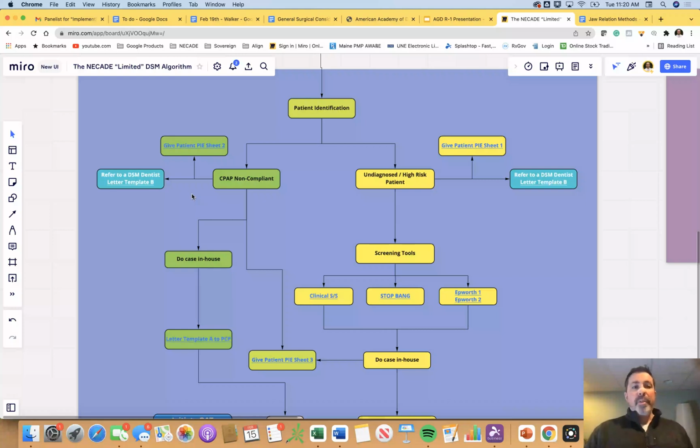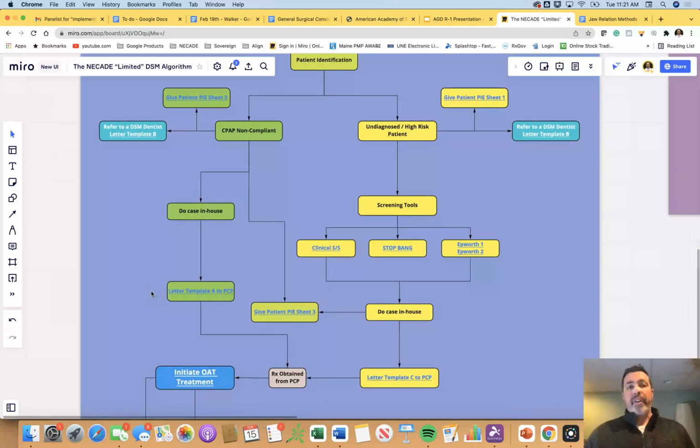But you're probably here because you want to learn how to do this stuff yourself. So let's just say you make the decision to do the case in-house. We're going to go over how to do it. Well, what did we say earlier? All of these patients, we want to have a prescription from the sleep physician or the primary care physician.